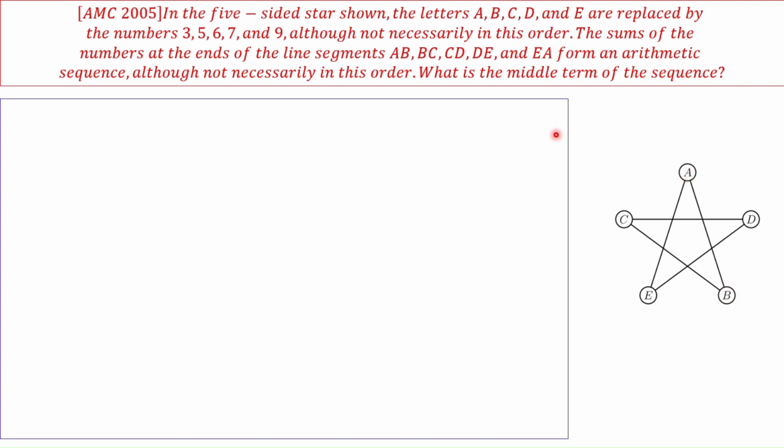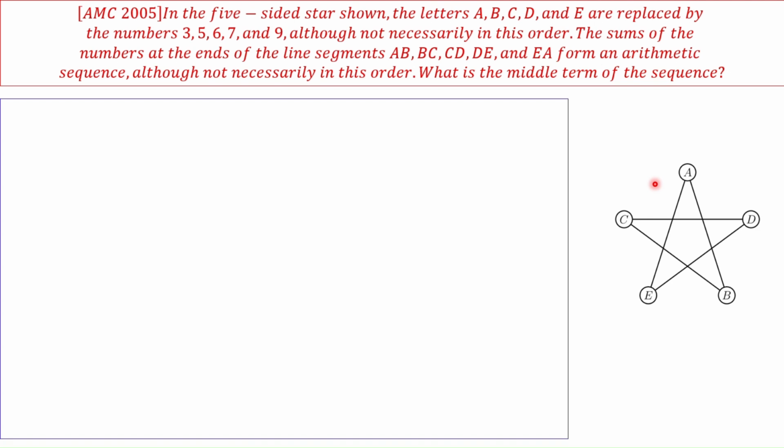BC is the sum of B and C, B plus C. CD is C plus D. DE is D plus E. EA is E plus A. So these AB, BC, CD, DE, EA form an arithmetic sequence, although not necessarily in that order. What is the middle term of the sequence? So this is the question.